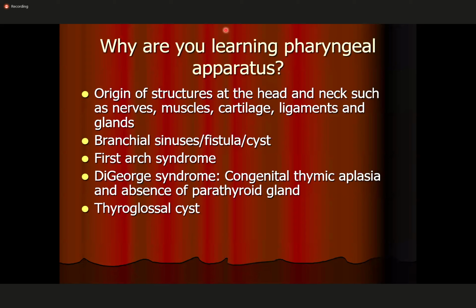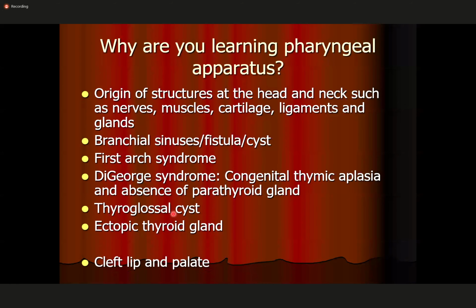How do we look like? What are the pharyngeal apparatus? That's what I'm going to explain to you step by step. But at the end, you should be able to understand what do you mean by branchial sinuses, first arch syndrome, DiGeorge syndrome. These are big names, but in reality, it is very simple. It's just the big name is there. Thyroglossal cyst, and so on and so forth. Ectopic thyroid gland. So these are the major reasons.